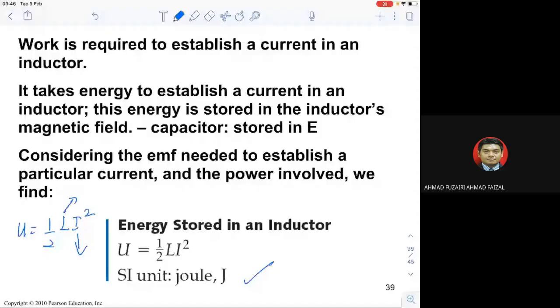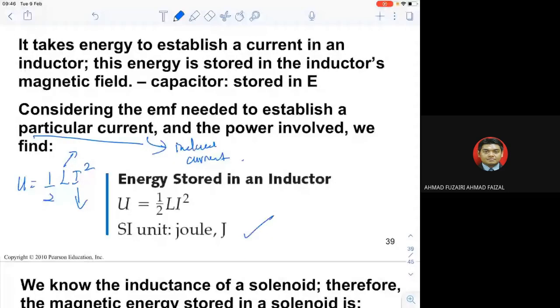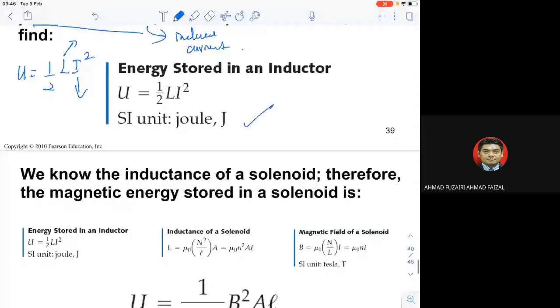Let's say the capacitor stores energy in the electric field, E, but the inductor stores energy in the magnetic field. So, considering the EMF needed to establish a particular current, this is what we call the induced current. The power involved we find is U equals half Li squared, right? U equals half Li squared, and the inductance.